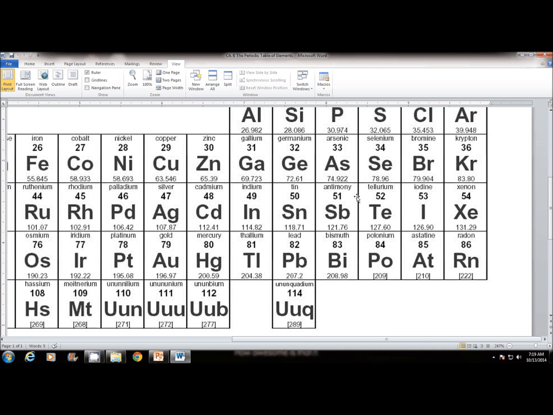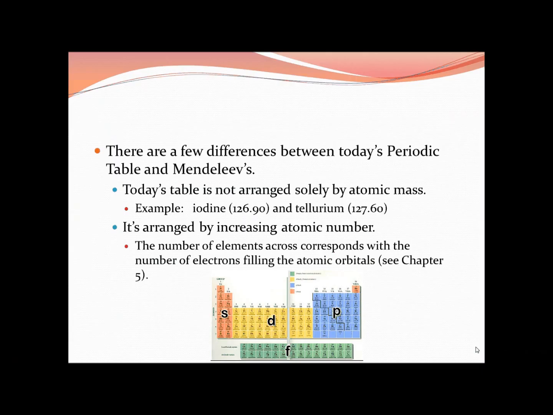So on Mendeleev's periodic table, these two were switched, but we have since switched them back because we arrange by increasing atomic number now, okay? And the atomic number corresponds with the number of electrons filling the atomic orbitals. Remember, if it has an atomic number of 44, that means it has 44 electrons. And so using our atomic orbitals, our s, p, d, and f, the electron configuration in Chapter 5 tells us this order now.